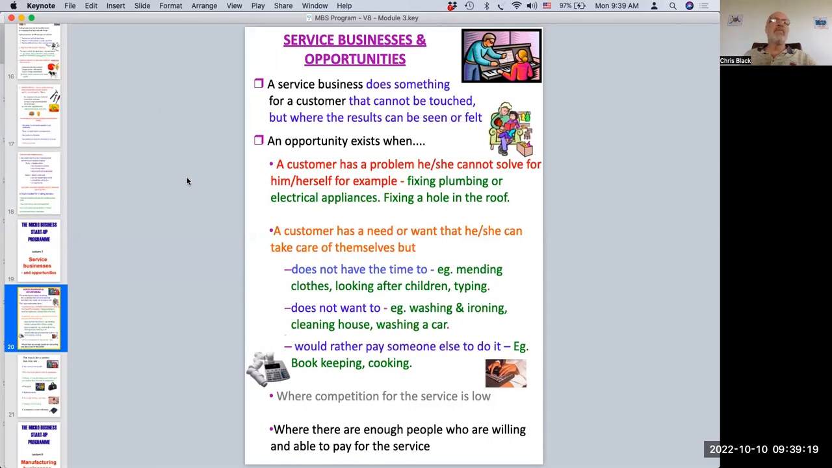So let's just take a couple of examples of that. Let me ask you, what would be the examples of a service business where you can physically see a change after the person has done the service? What would some examples of that be?